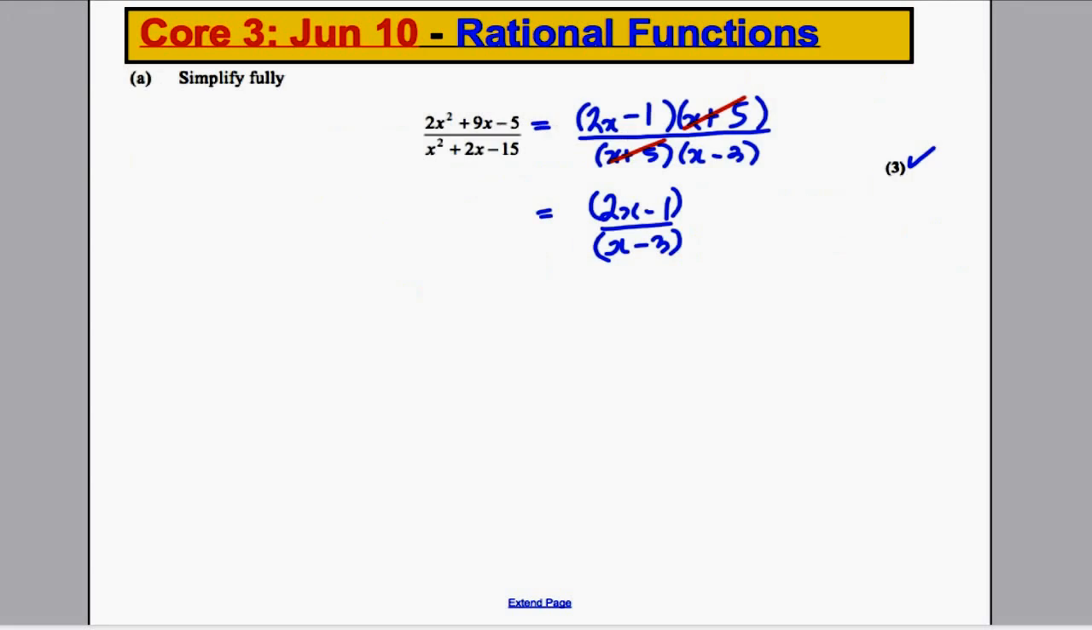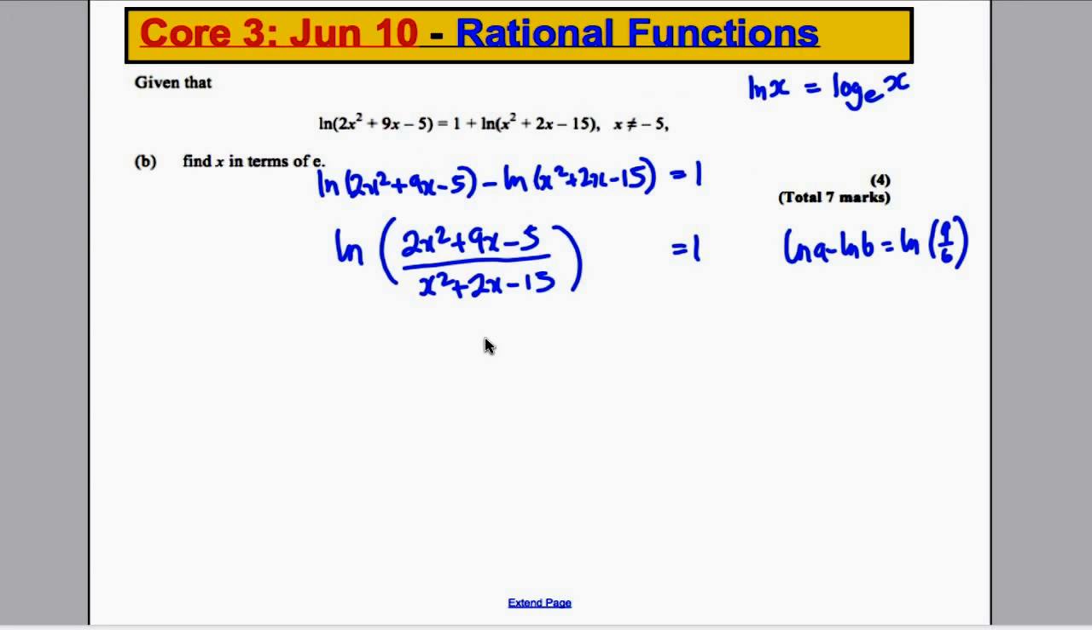But I've done the previous part. This hard fraction is just (2x − 1)(x + 5) over (x + 5)(x − 3), which simplifies to 2x − 1 over x − 3. So ln of (2x − 1) over (x − 3) is equal to 1. Now remember, I could take exponentials of both sides, and I would get (2x − 1) over (x − 3) is equal to e to the power of 1, which is just e.